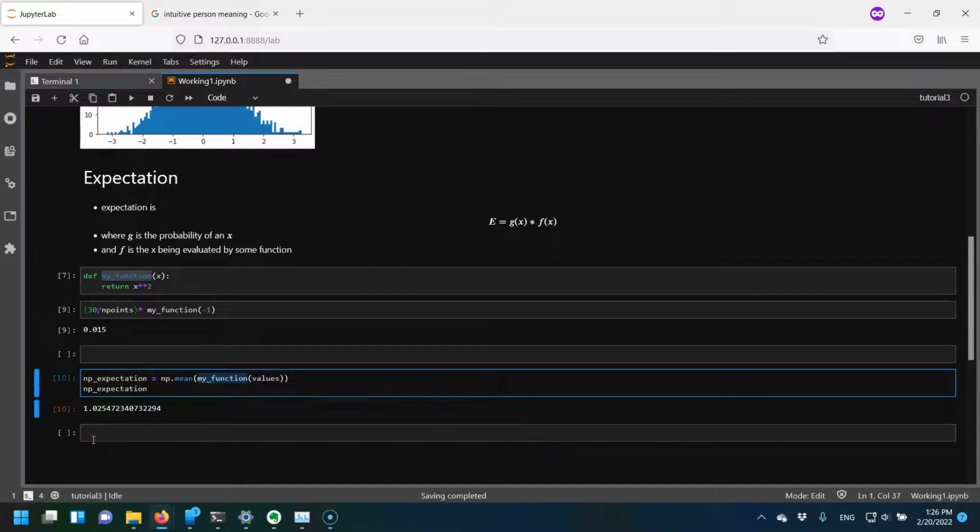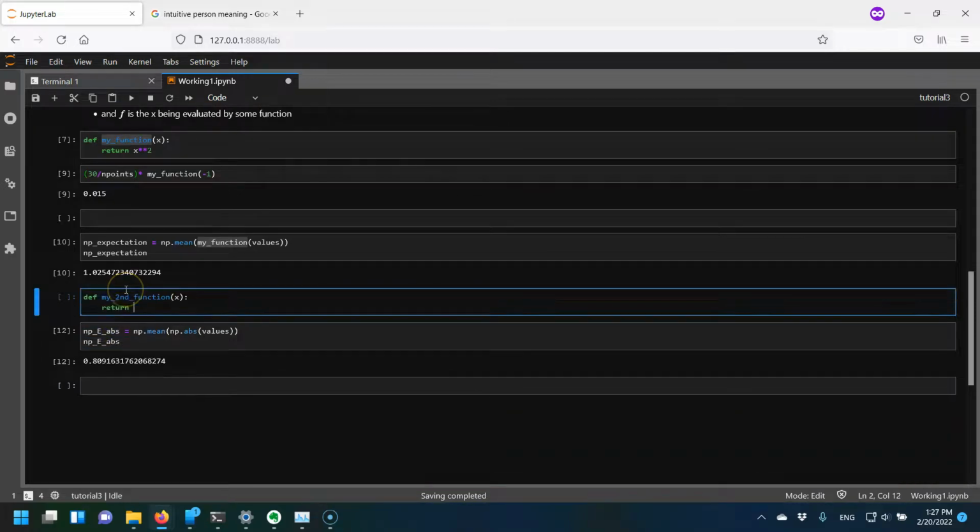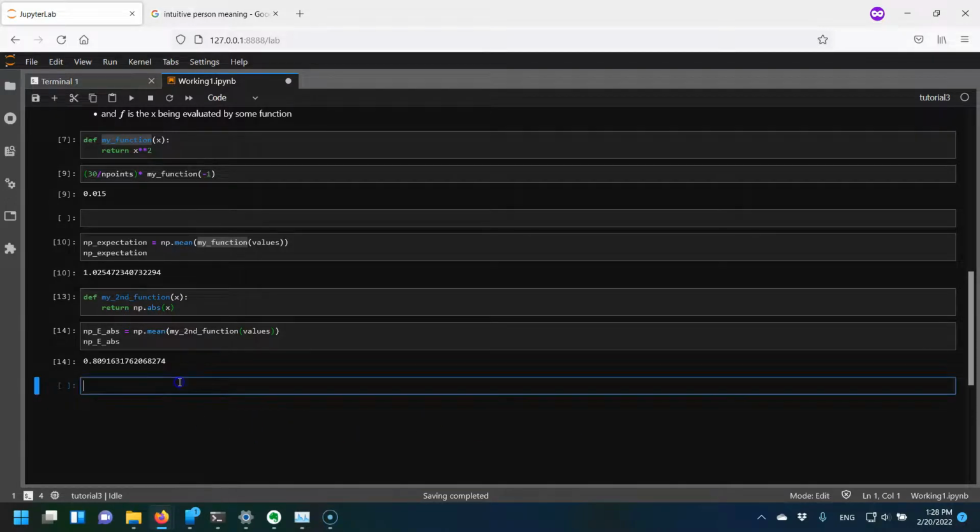Now let's take a look at what would happen if, instead of using this function, I use something like the absolute value. Okay, so this new function, instead of being x squared, is just the absolute value of x, and you can see that the expectation I'm getting is 0.8, like 1. And we'll see in a minute if that's right, but this is interesting. We can just use different functions. Finally, let's just try what happens when you do the identity function. See what type of value we get.